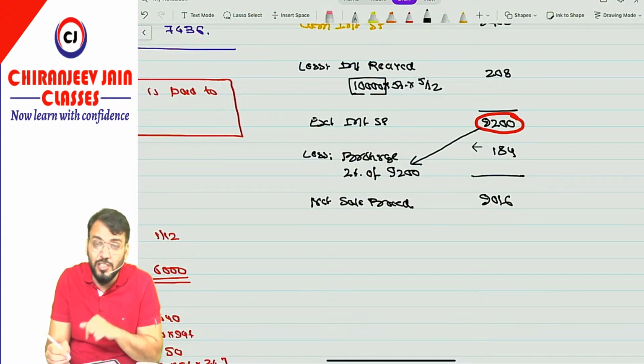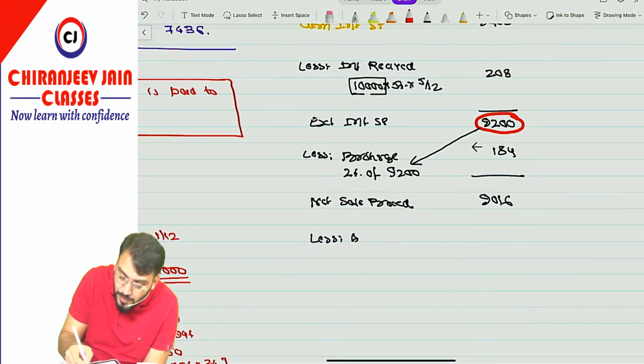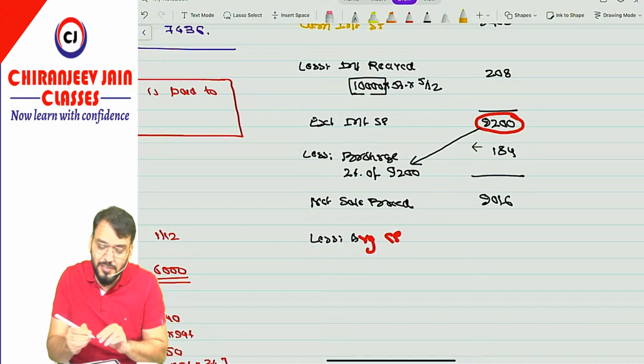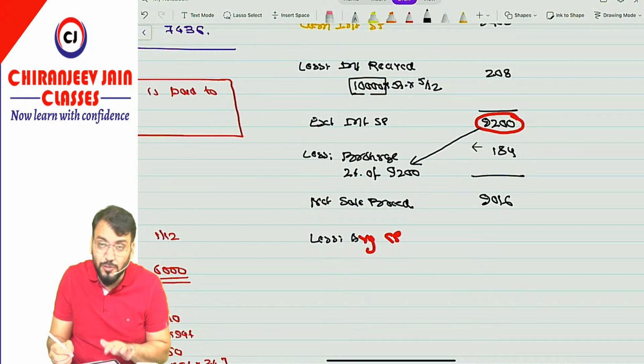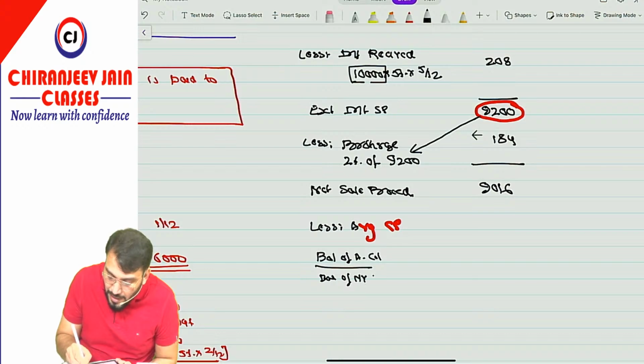Now we need to find out the gain or loss on sale of investment. So we'll do less average cost price of investment sold. So we need to find out the average cost price of investment sold. One simple formula I'll give you, from the examination point of view, so that you can avoid any mistake. Find out the balance of the amount column as per ledger, then the balance of the nominal value column as per ledger, into the nominal value of investment sold.